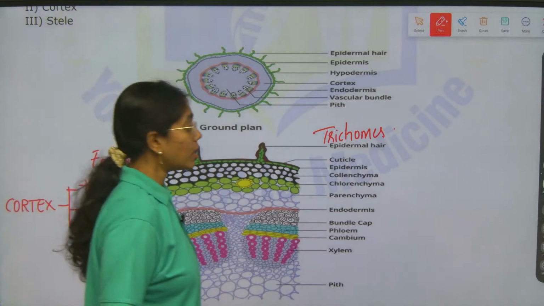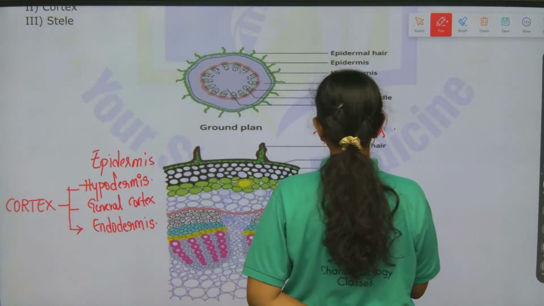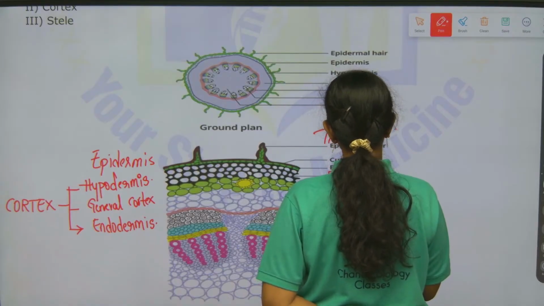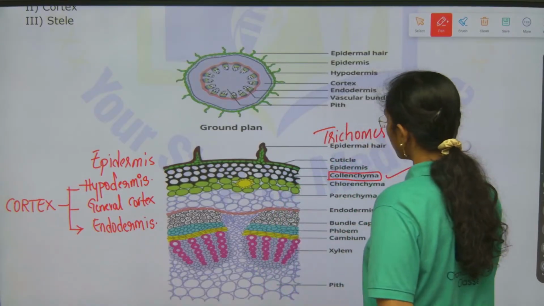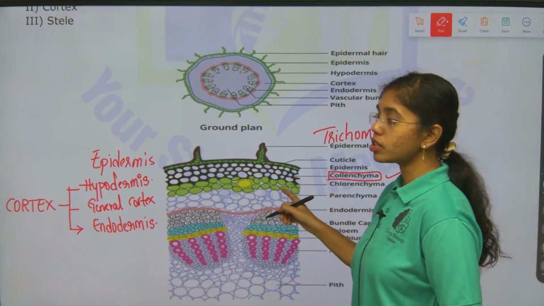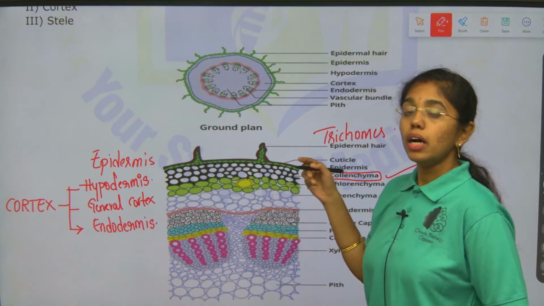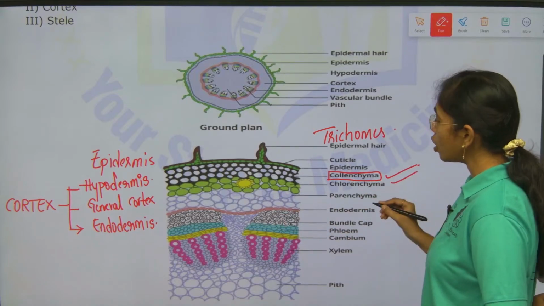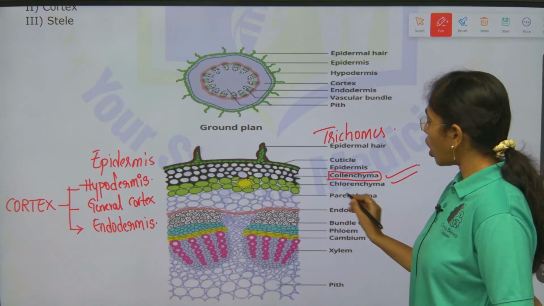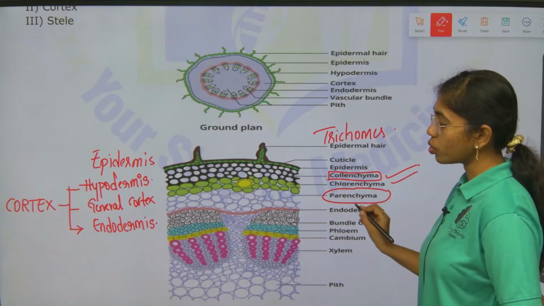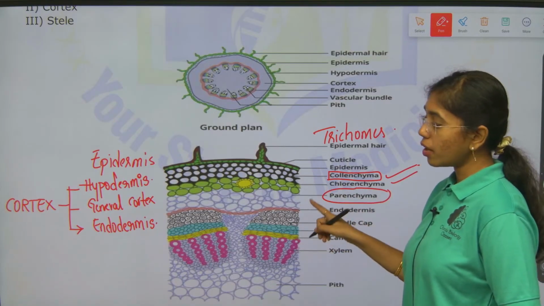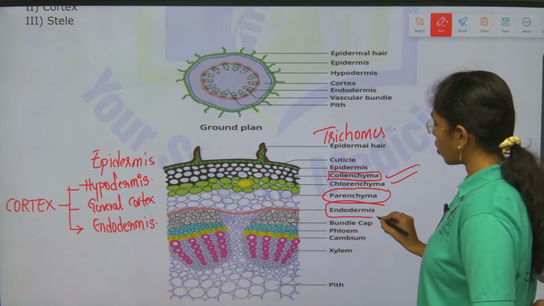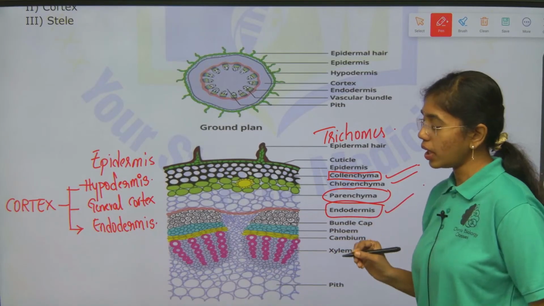Hypodermis in dicot stem is collenchymatous; it is made up of collenchyma. If a few of the collenchyma cells are photosynthetic and contain chloroplasts, you can address it as chlorenchyma. The general cortex is parenchymatous here, and the last layer of the cortex region is endodermis.